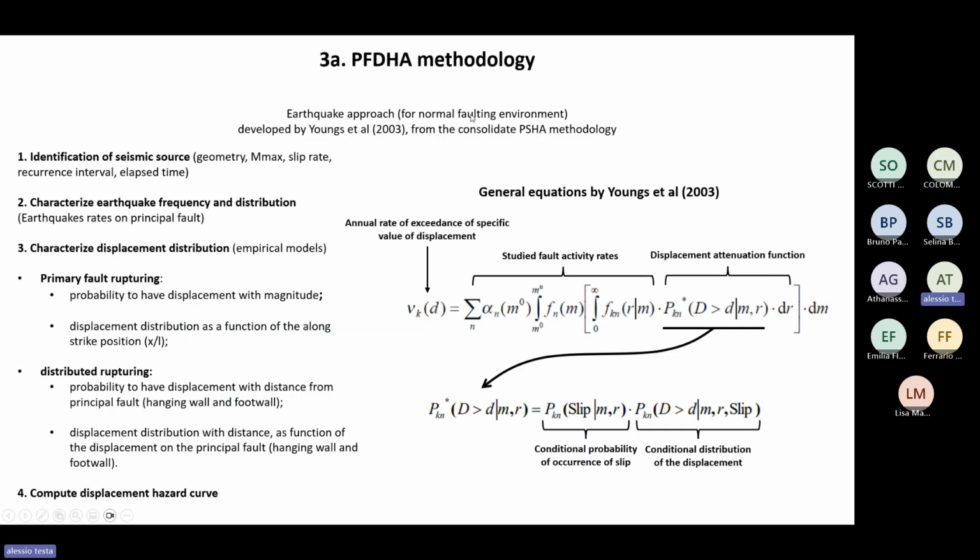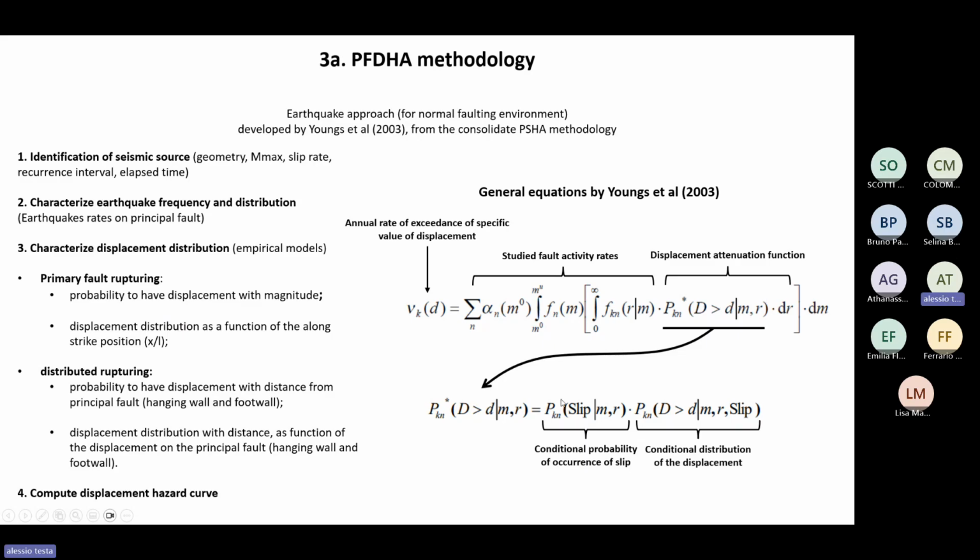So concerning the methodology, at the time of our study, the only work assessing fault displacement hazard in a probabilistic way for a normal faulting environment was Youngs et al. 2003, particularly the earthquake approach. It has the same components of the PSHA, and this is the general equation by Youngs. The annual rate of exceedance of a specific value of displacement at a certain site is given by 2 terms, which are the fault activity rates and the displacement attenuation function.